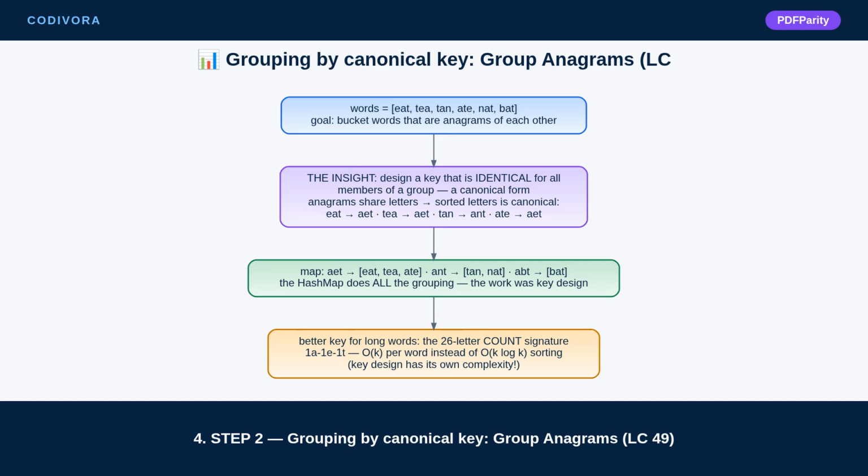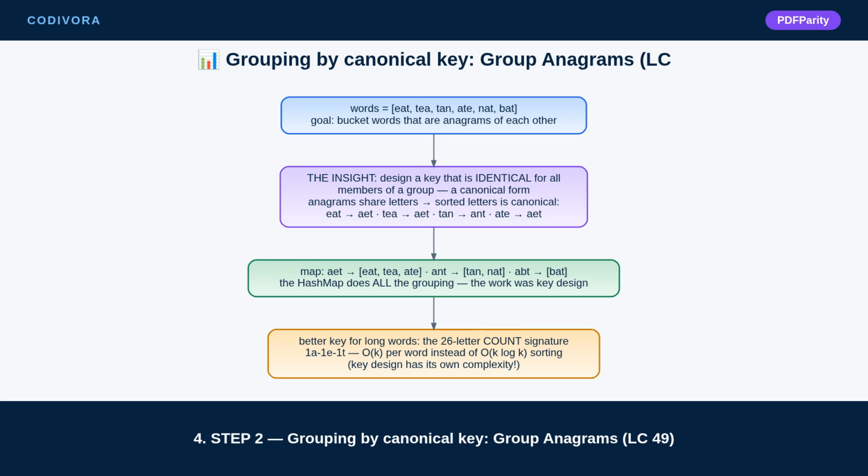The pattern-defining idea: designing the key is the problem. Sorted string, count signature, normalized fraction for slopes in max points on a line, sorted tuple, shape string for tree subtrees. Once the canonical form is right, the map does everything.